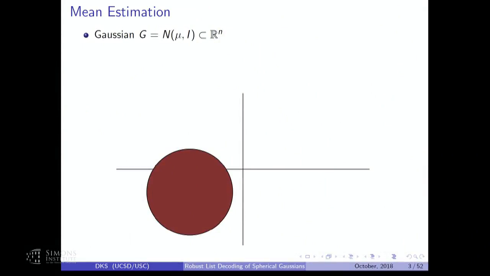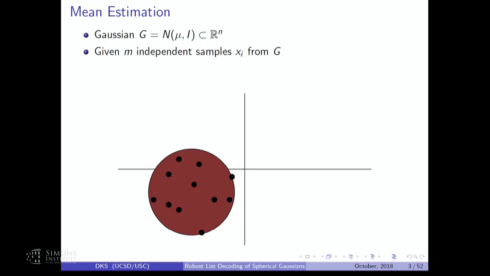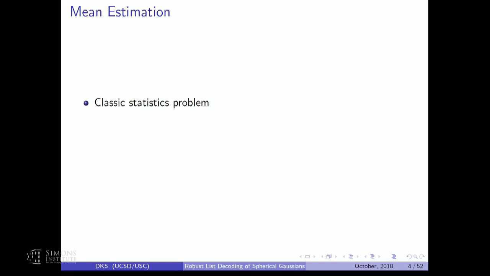So to begin with, let's start with this pretty simple problem. There's some Gaussian G in R^n. Say it's known to have identity covariance matrix, but the mean is unknown. And you're given a bunch of independent samples from this Gaussian and would like to learn an approximation to the mean. Now, this is a pretty classic problem in statistics.